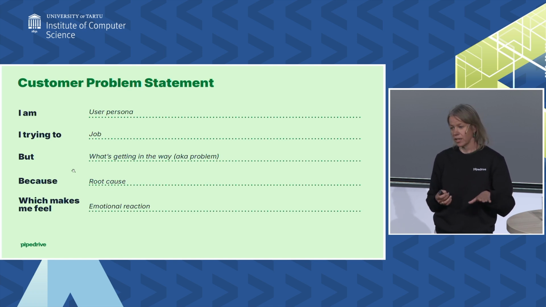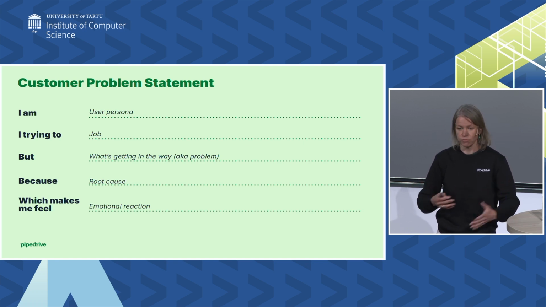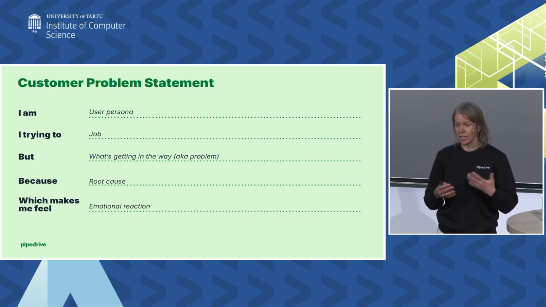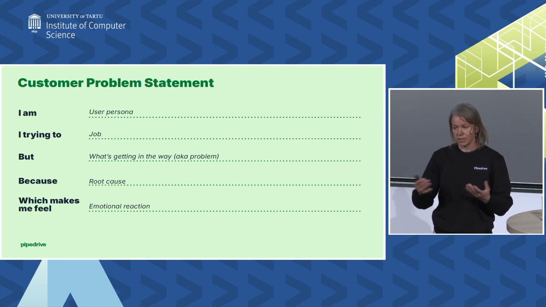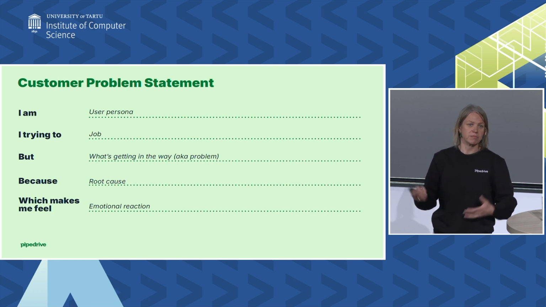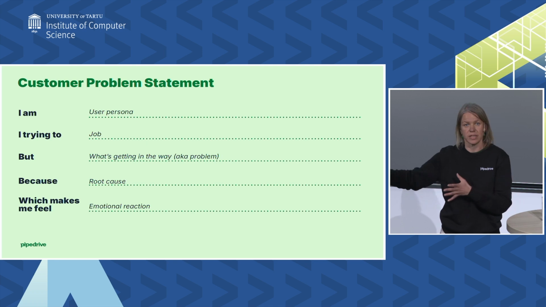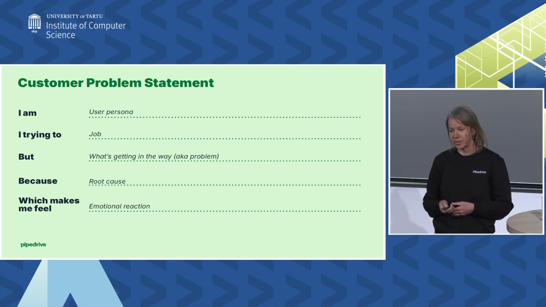It's very easy. I, as a user persona, let's say Anna, I'm trying to figure out which leads I should focus on, but what's getting in the way is that my pipeline, I can't focus because there is too much stuff in front of me. And that's the root cause: the pipeline is scattered. And that makes Anna feel anxious, maybe afraid that she will not meet her targets at the end of the month. You can imagine what can happen to a salesperson in that phase.